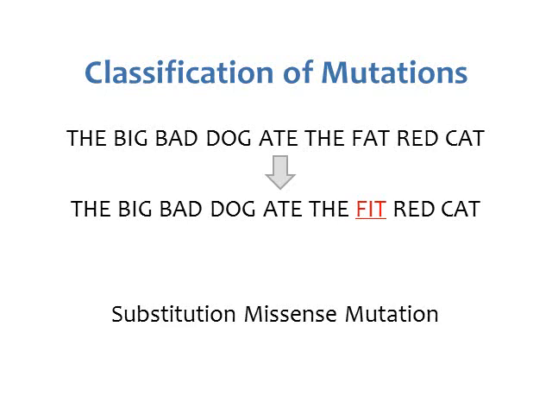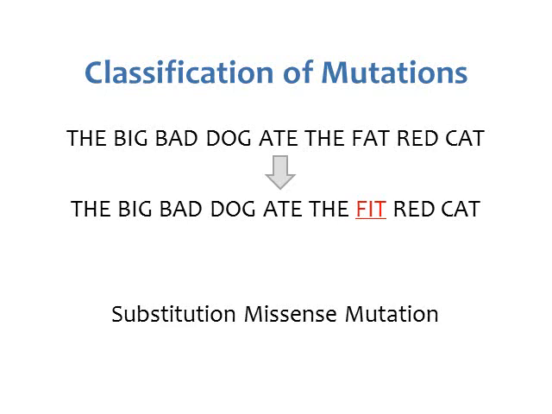Here are some examples of different mutations, and we're going to be using these 3-word sentences to help you make sense of the different types of mutations. So if our codons are: the big bad dog ate the fat red cat. In this example, we have a substitution missense mutation. So we're going to have a substitution.